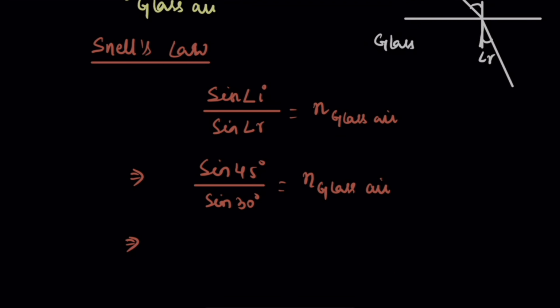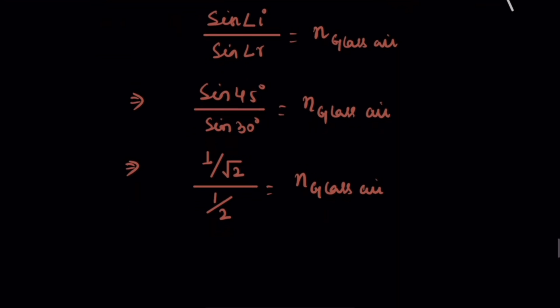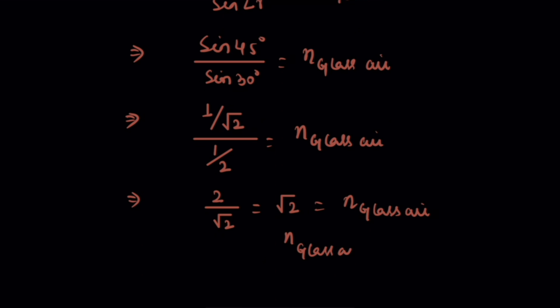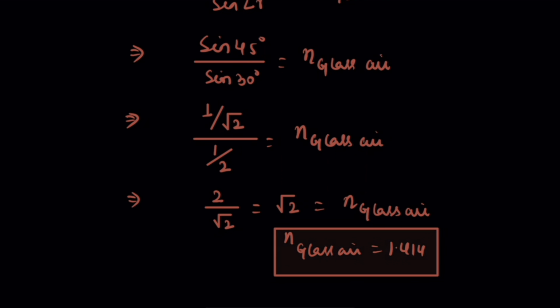So we know that sin 45 is 1 by root 2 and sin 30 is 1 by 2. So it will come as 2 by root 2, which is equal to root 2. So this is the value of refractive index of glass with respect to air. It can also be equal to 1.414. So this is the answer for the second question.